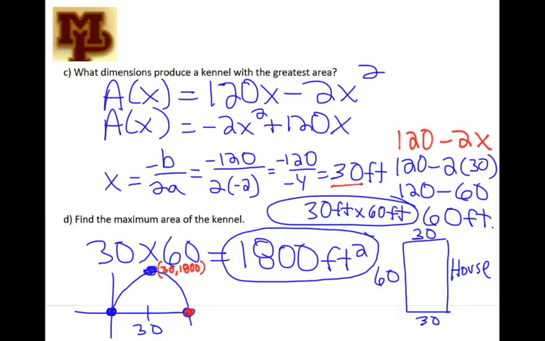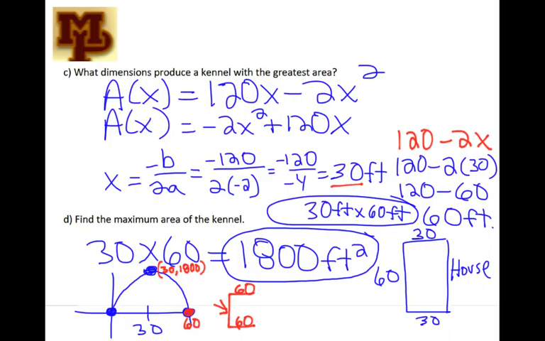And then it hits here at 60, which means that if we let our width be 60, we would have no area, because we wouldn't have any fencing left for the other sides. If that was 60 and that was 60, that'd be 120 and there would be nothing left for that side.